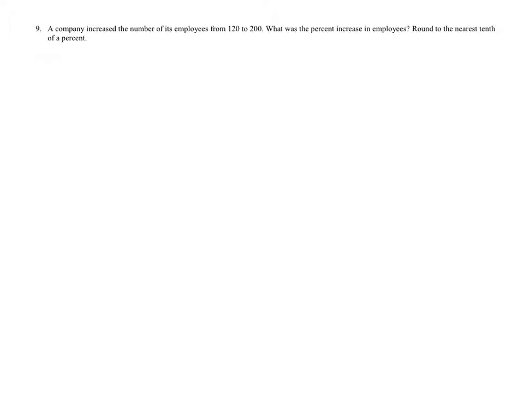Now we get to the final problem in this lesson. Number 9: a company increased the number of its employees from 120 to 200. What was the percent increase in employees? Round to the nearest tenth of a percent. We're increasing from 120 to 200, and we're looking for the percent increase. So just like before, our percent increase over 100 equals the difference, and in this case it increased from 120 to 200. So my new value is 200 minus the original value, 120, divided by the original value.